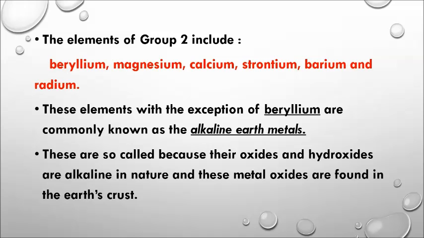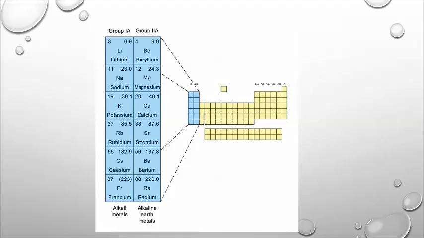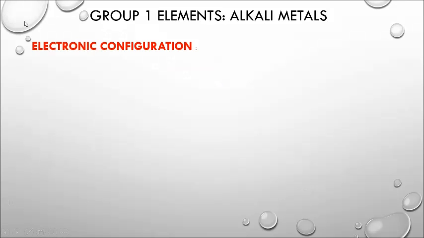So this is about the first group and the second group elements. Now when we see the periodic table, this is the full periodic table where we have on the left side the first group and the second group, which are named the S block elements. First group: lithium, sodium, potassium, rubidium, cesium and francium. Second group: beryllium, magnesium, calcium, strontium, barium and radium. And we have given the names alkali metals and alkaline earth metals. Now first we will see the group 1 elements, that is the alkali metals.